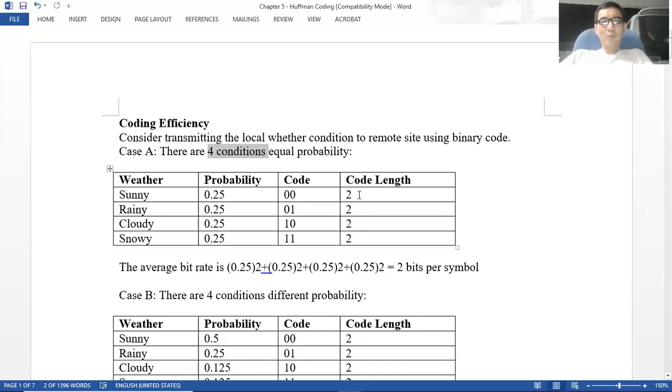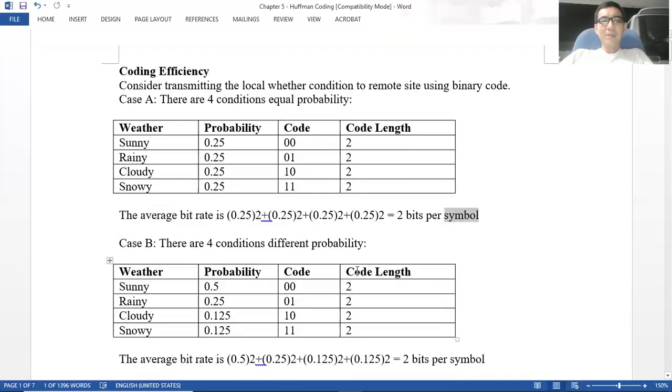So our code length is 2 bits. If you calculate the average bit rate by multiplying the probability with the code length, 0.25 multiplied by 2, and we do that for all the weather conditions, you get an average of, of course, 2 bits per symbol, or 2 bits per weather condition. Here, the weather condition we call a symbol. So we code each symbol and find the average code length. It's 2 bits. This is the coding efficiency we have for case A.